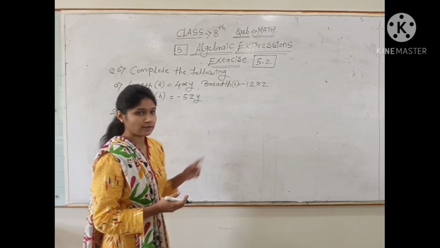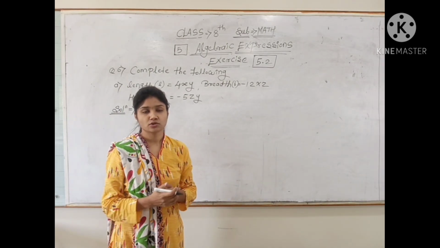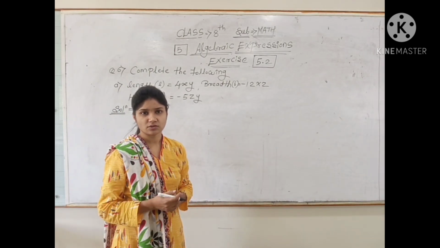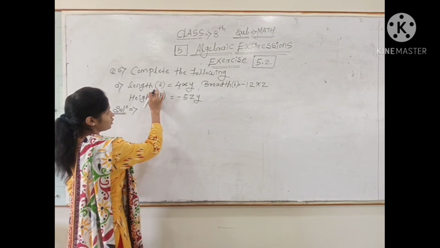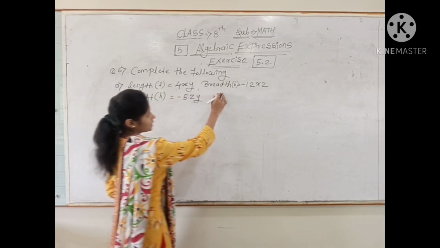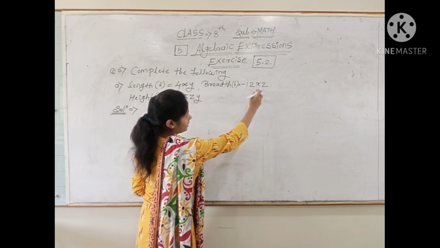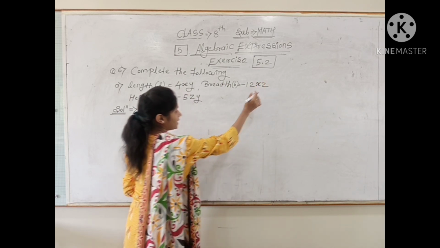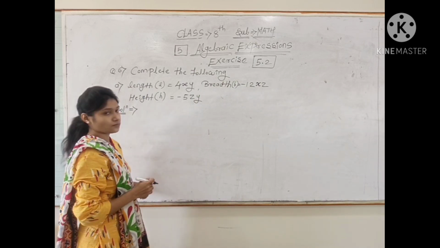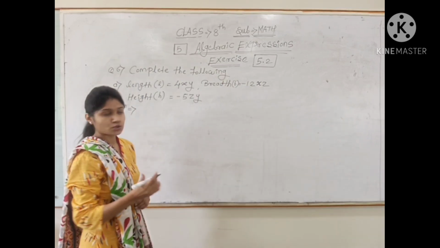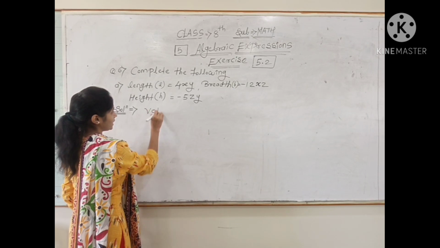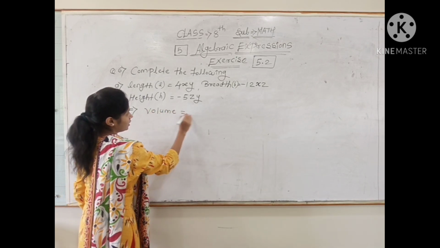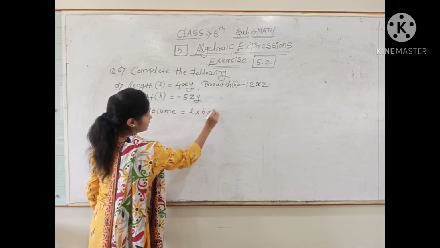Okay, so how to solve? I will explain one question. The remaining you have to solve, because it's a very easy question. So the value of the length is what? First, 4xy. Breadth is what? 12xz. Height is what? Minus 5zy. Okay, so how to find out the volume? First you have to write down the formula of volume: length multiplied by breadth multiplied by height.